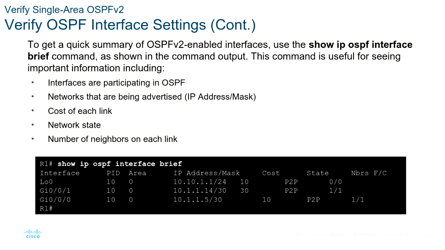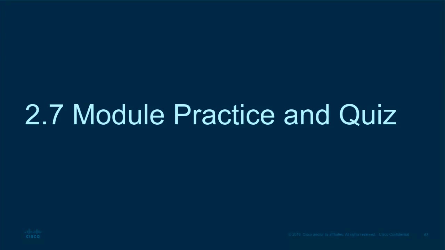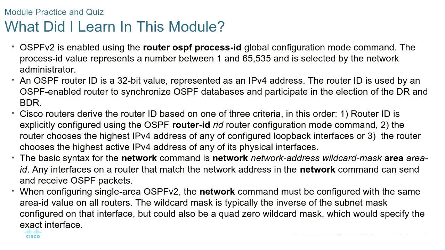Show IP OSPF interface brief. And in this case, it shows us a point-to-point based network. It would show us the DR and BDR if they were present in this particular network. Okay, we aren't doing that. And at the end of each slide in this module, there's a little review of terms and things of that nature. But what I want to do now is stop sharing this and go back and share.